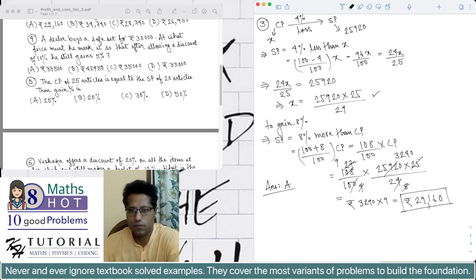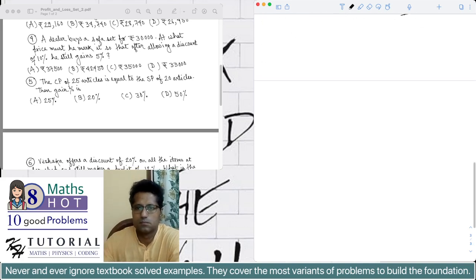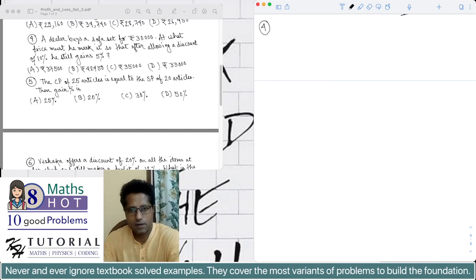Let's do question number 4. A dealer buys a sofa set for rupees 30,000. At what price must he mark it so that after allowing a discount of 10%, he still gains 5%? So let's try to do a little bit of diagram. CP, cost price, is given to be 30,000.